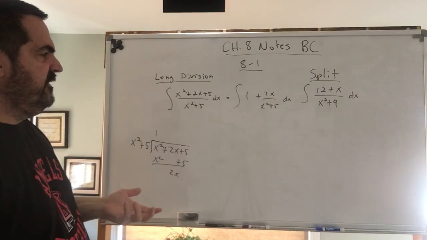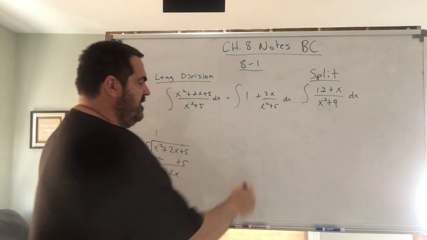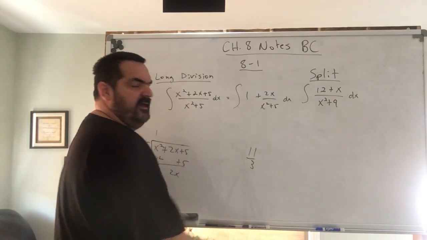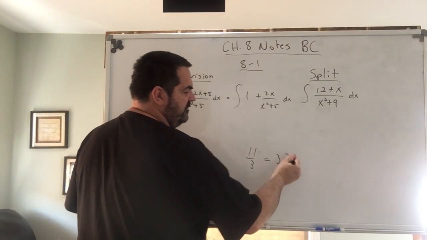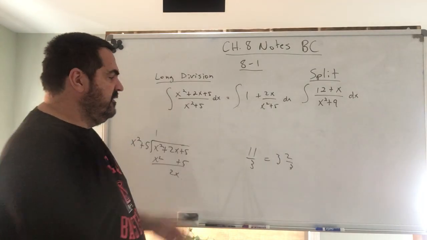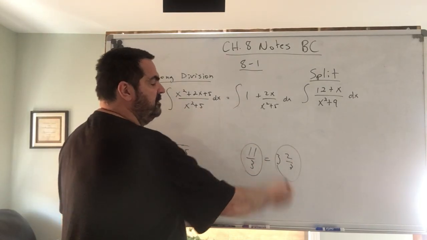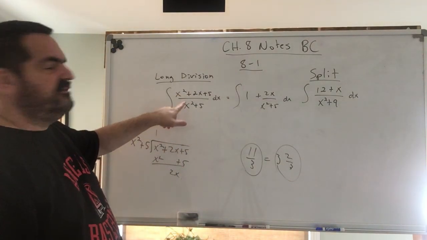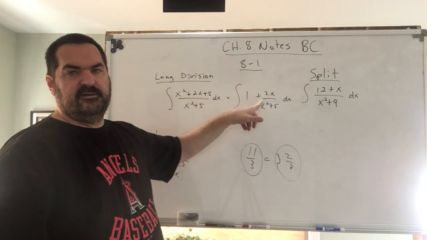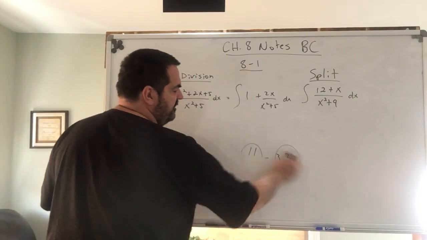So this integral turns into 1 plus remainder over the bottom. You can equate this to changing an improper fraction to a mixed number. It's kind of like someone saying, hey, I got to deal with 11/3. Oh, that's 3 2/3. In calculus, we can't take the integral of this, but we can of this. And that's what's happening. I can't take the integral of this improper, but I can take the integral of this mixed.